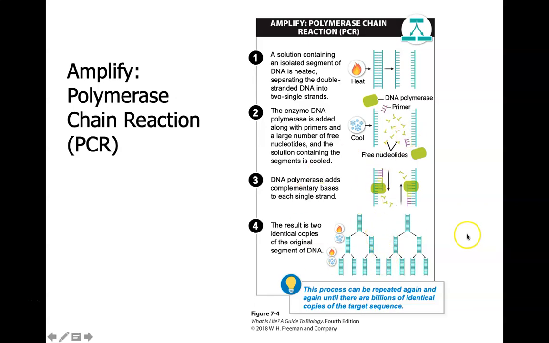Then, for the polymerase chain reaction process, we repeat this cycle of heating, cooling, and extension for, say, 20 or 30 cycles. And every time we do this, we double the amount of DNA that we have. So in the first round, we start with one, we separate it into two, then each of those is copied into two, then each of those is copied into two. So you can end up with billions of identical copies of your target DNA sequence.